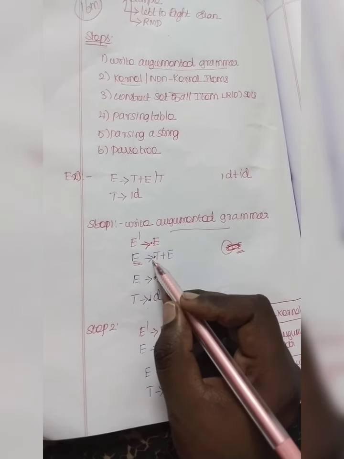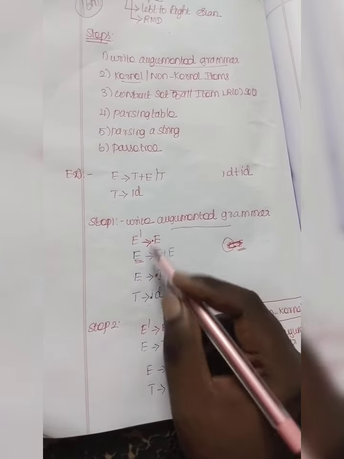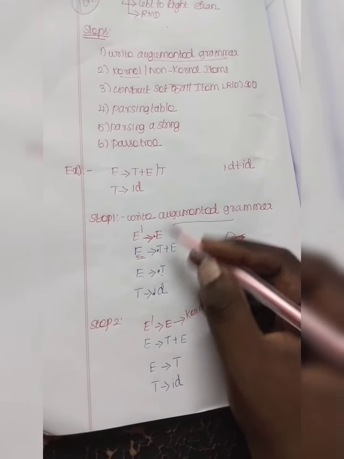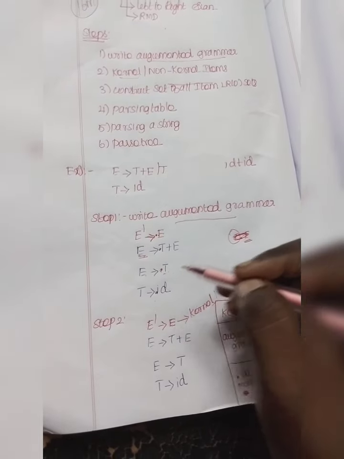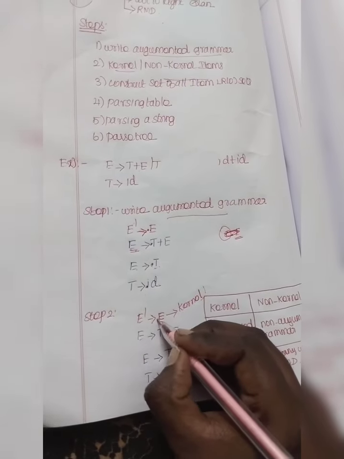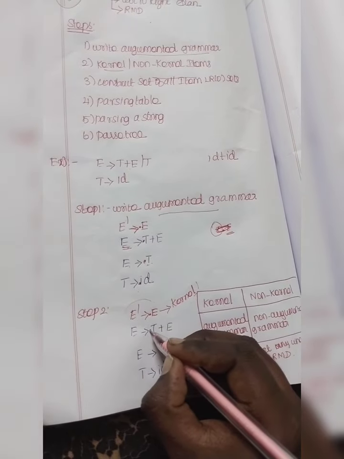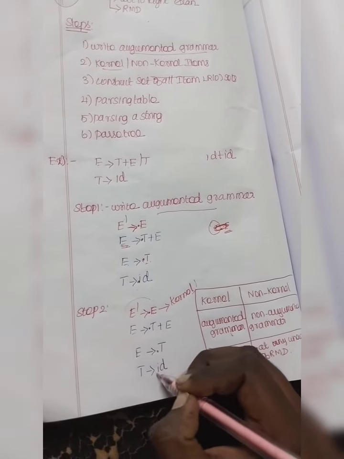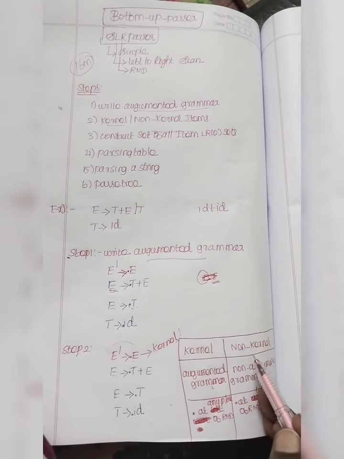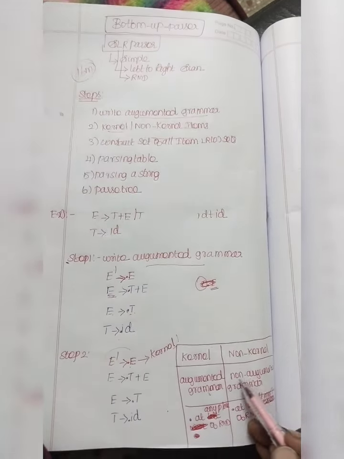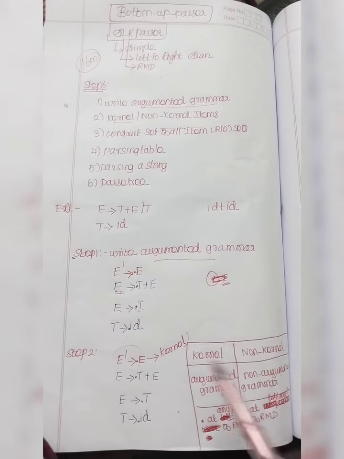First step, you should put the dot at the leftmost corner of the right-hand side of the derivation. So kernel means the augmented grammar. The augmented grammar is called a kernel item. Second, the non-kernel: non-kernel is non-augmented grammar, so the remaining ones are called non-kernel items.